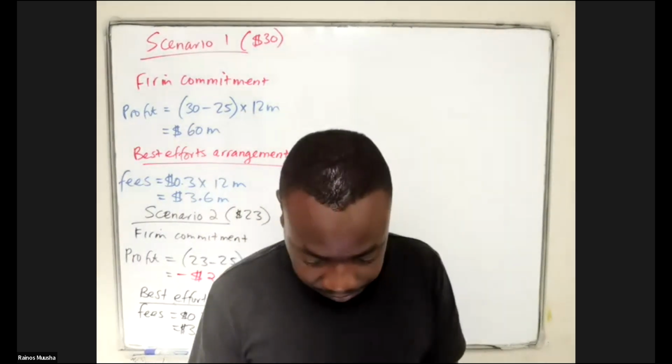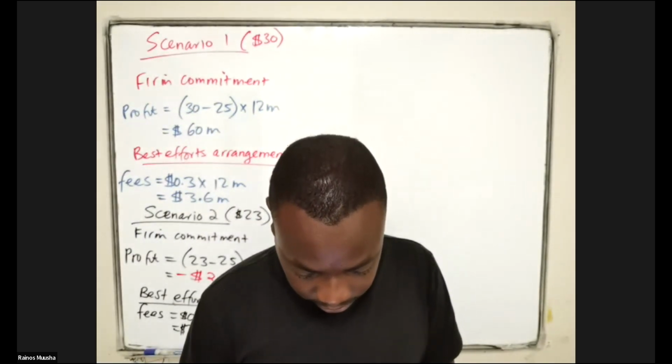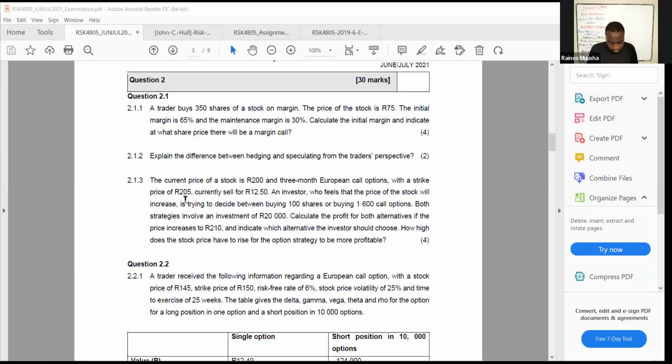Can we continue? Looking at question 2.1. On question 2.1, they give us that information. So on question 2.1.1, they say a trader, they give us that information, and then they say calculate the initial margin and indicate at what price there will be a margin call as well.